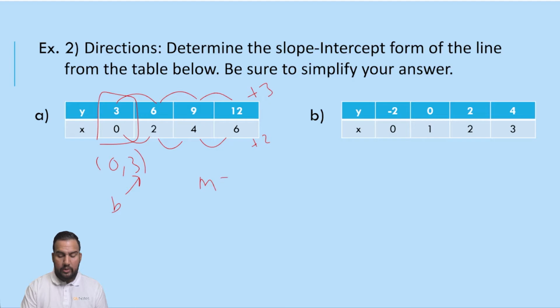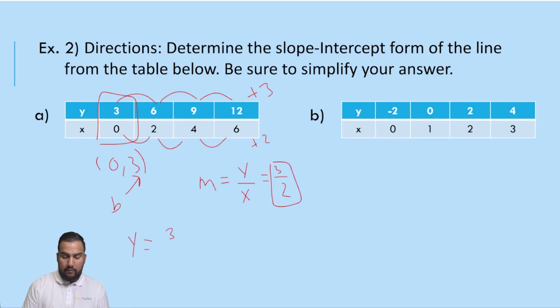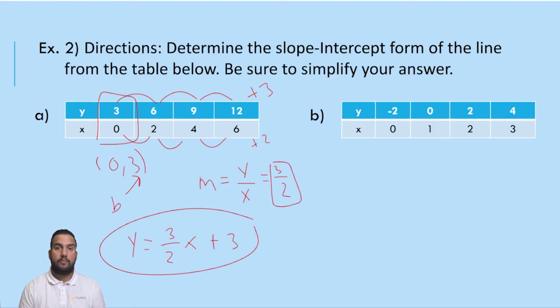You remember how to find the slope? Slope is m, which is rise over run, which is change in y over change in x. How much do you go up in y over x? It's going to be 3 over 2. That's my slope. So piecing it all together, it's going to be y equals 3 over 2 x plus my y-intercept, which is positive 3. And that's my final answer.